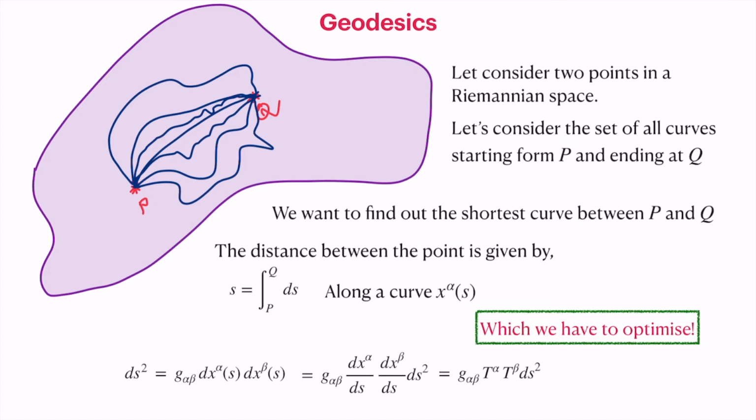So this is essentially the distance element along the curve. We can also write this in a slightly different notation which we have used. In our notation, the tangent vector or the 4-velocity is represented as x dot alpha or x dot beta. We write that as g alpha beta x dot alpha x dot beta ds square.